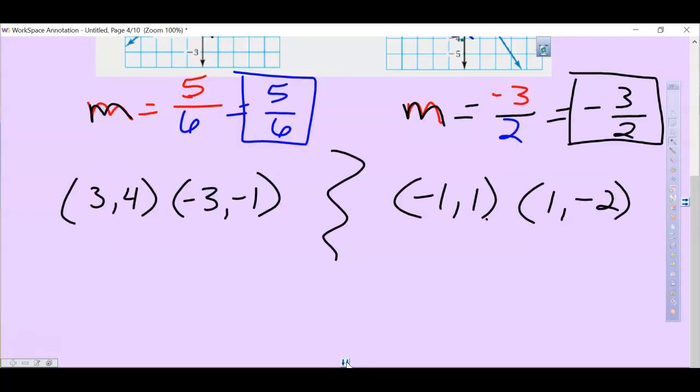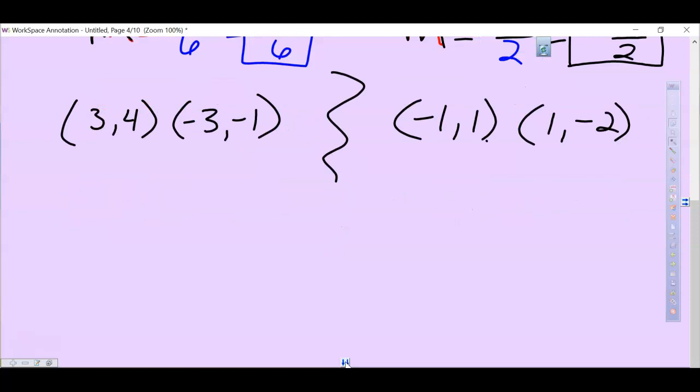Now, honestly, it doesn't matter what order you're given these points in. You can use the equation whether you're given the leftmost point first or the rightmost point first. It doesn't matter which one comes first in this case. What does matter is if I choose to start with the point 3, 4, I need to start with 3, 4 every single time.